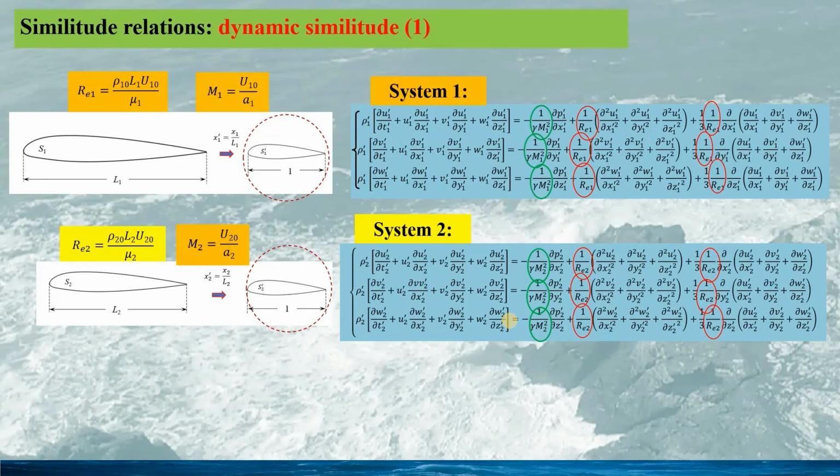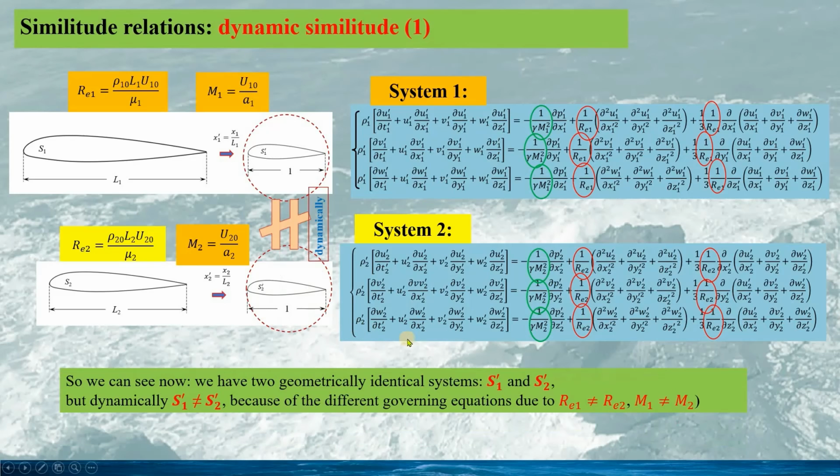So after the transformation for these two geometrically similar systems, S1 and S2, we have two geometrically identical systems, S1 prime and S2 prime. But they are not dynamically identical because of the different governing equations. Due to the different Reynolds number, Re1 is not equal to Re2, and the different Mach number, M1 is not equal to M2. Therefore, these two transformed standard systems are not dynamically identical.